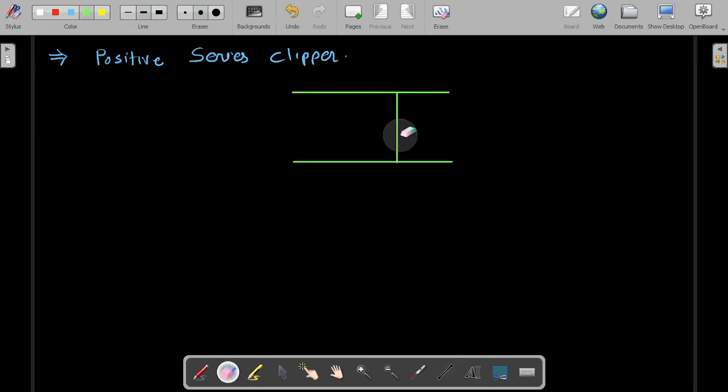Now over here there is a load resistance. Here I'll draw the diode. So here is the diode, in this direction, and this side is a load resistance RL. Now over here this is V input and over here V output.